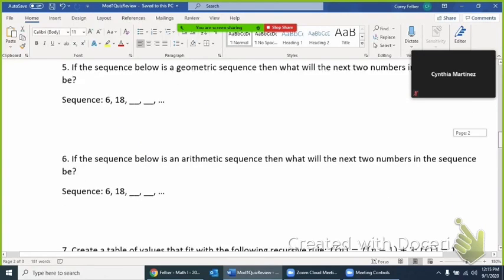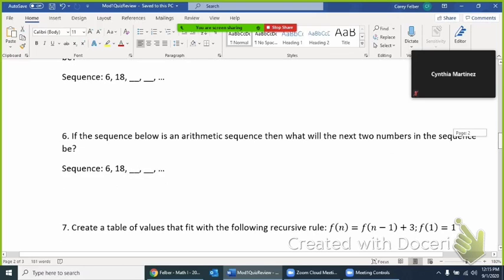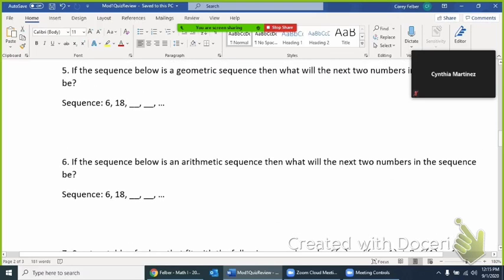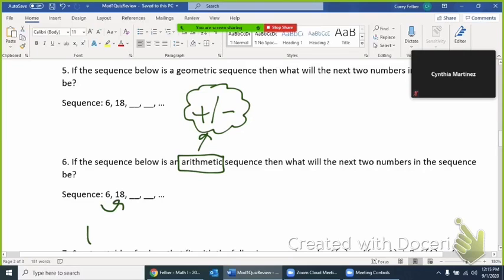Alright, number 6 asks if the sequence below is arithmetic. Okay, remember, arithmetic means adding or subtracting. So now it's like, okay, go from 6 to 18. What did we have to add or subtract to do that? It's your guys' job to figure out what that is and then continue the pattern.